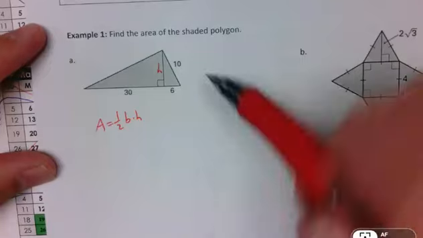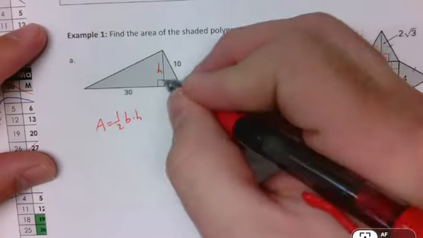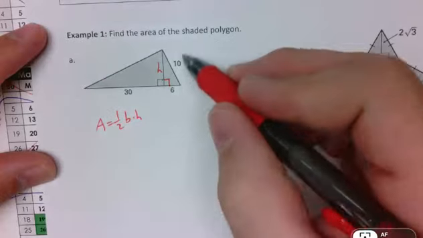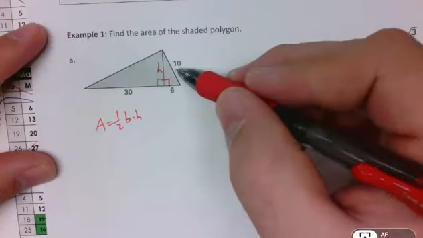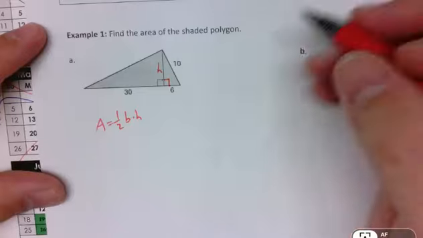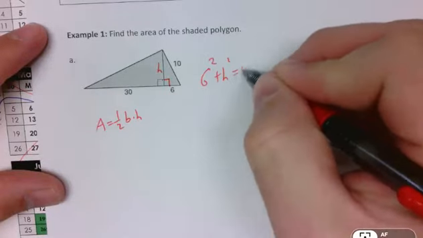Well, if you look carefully, obviously there's a right triangle hiding in here. That means this has to be a right angle also, which means we have a right triangle where the leg is 6, the other leg is h, and the hypotenuse is 10. So we actually have to use the Pythagorean theorem to get the height.